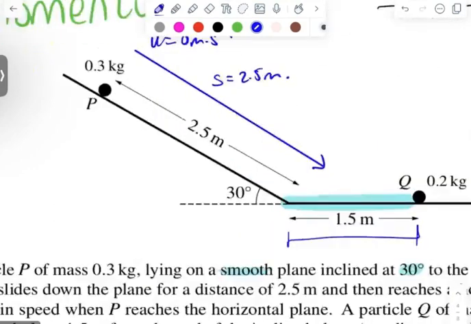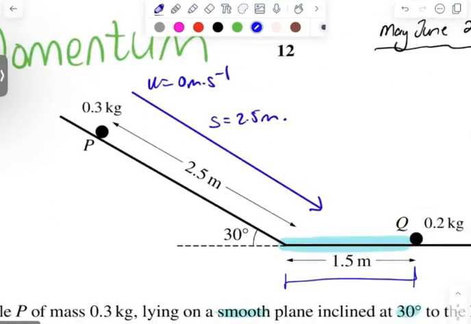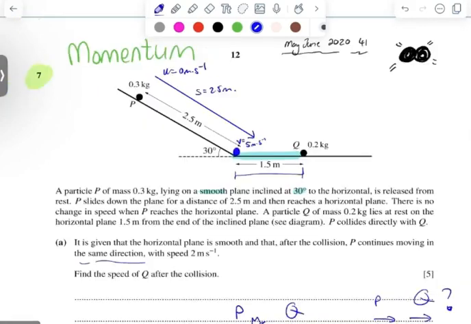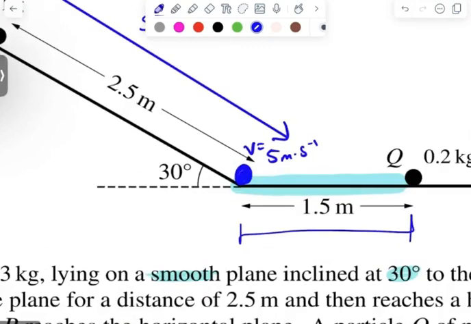Okay, so what that is telling me, I need to work out a down a section of constant acceleration. So if I go down my blue arrow here, my particle P is going to be at the bottom, and it's going to have a velocity of 5 meters per second. All right. Now, they did tell us in the clue that there's no change in speed when P reaches the horizontal plane. So it goes down the incline, and then there's no change in speed. So it's also 5 at the very beginning.